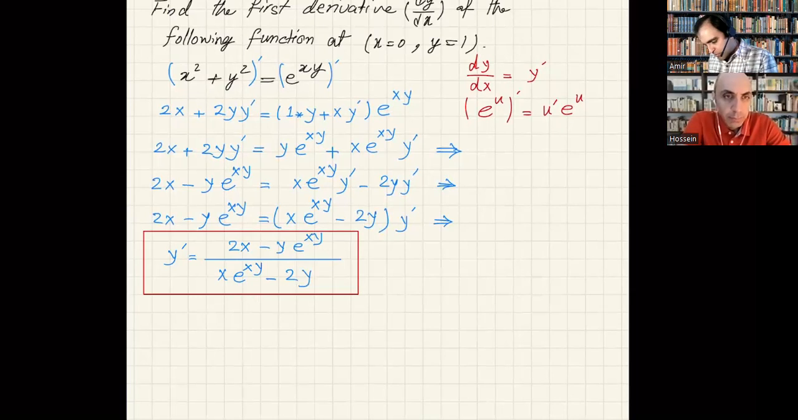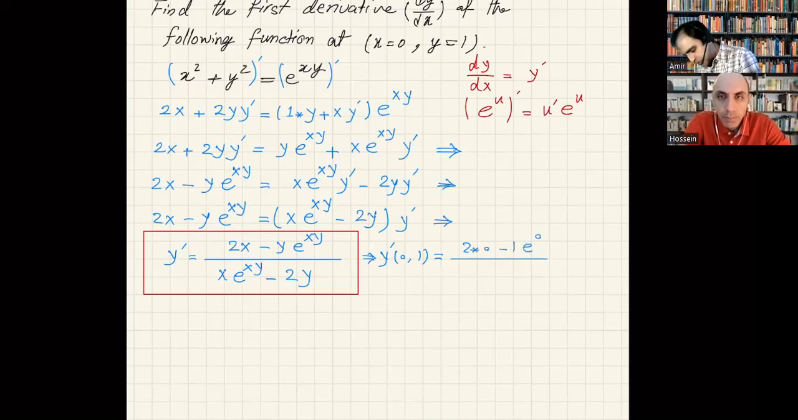Yes. So this is the answer, but we want the derivative at this point, for x of 0 and y of 1. So I replace x and y with 0 and 1. I get 2 times 0 minus 1 times e to the power of 0, because x is 0. And in the denominator, 0 times e to the power of 0 minus 2 times y.